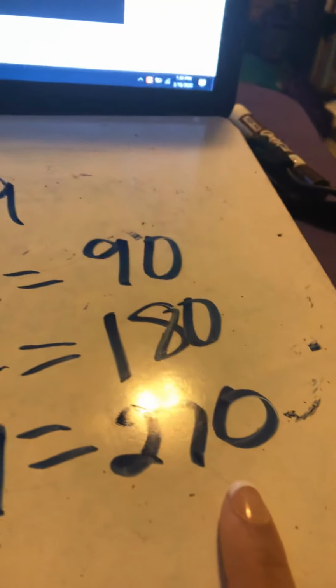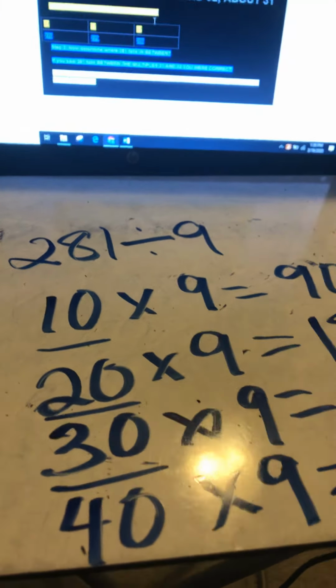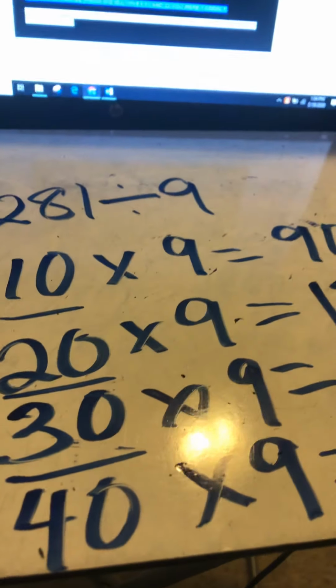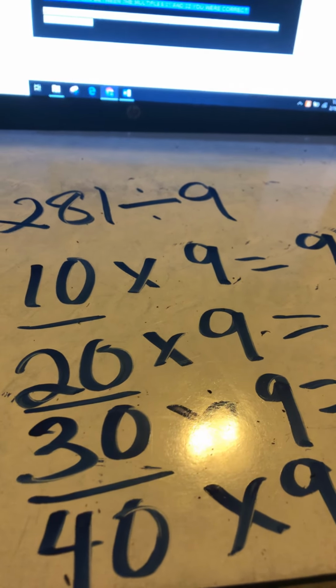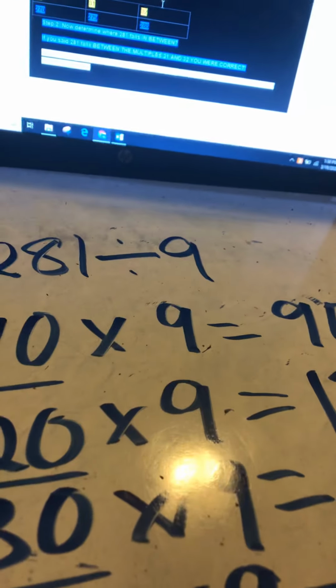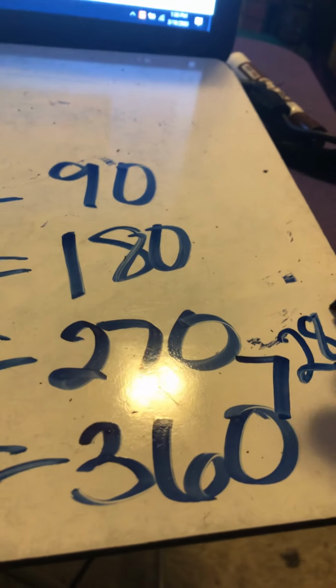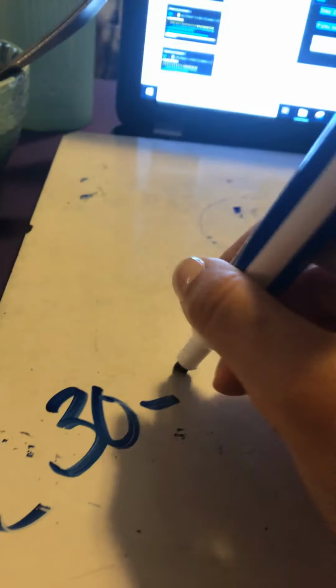So that's pretty close, right? We got 281 and we got 270. If you wanted to take it one more step, remember I told you to always find 2 numbers that it falls in between. So let's take it one more step. 40 times 9 is... if you said 360, you were right. So 281 would fall somewhere in between 270 and 360, so we know that it's going to be between 30 and 40 again.